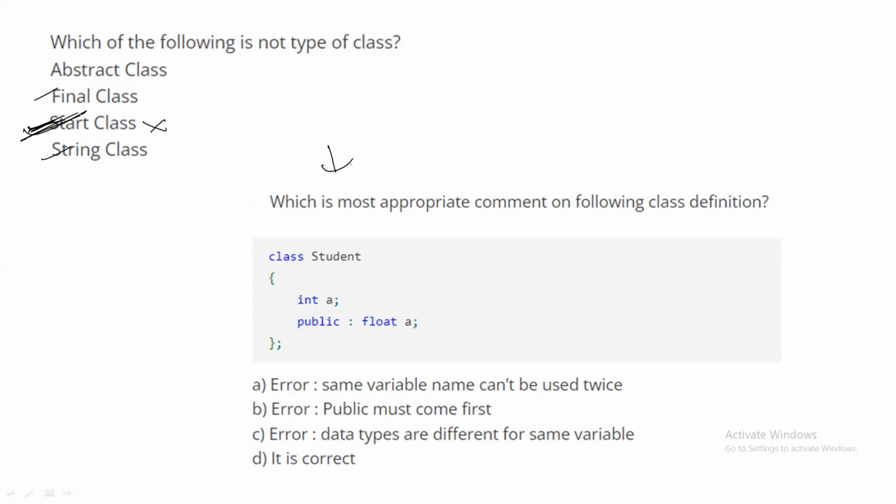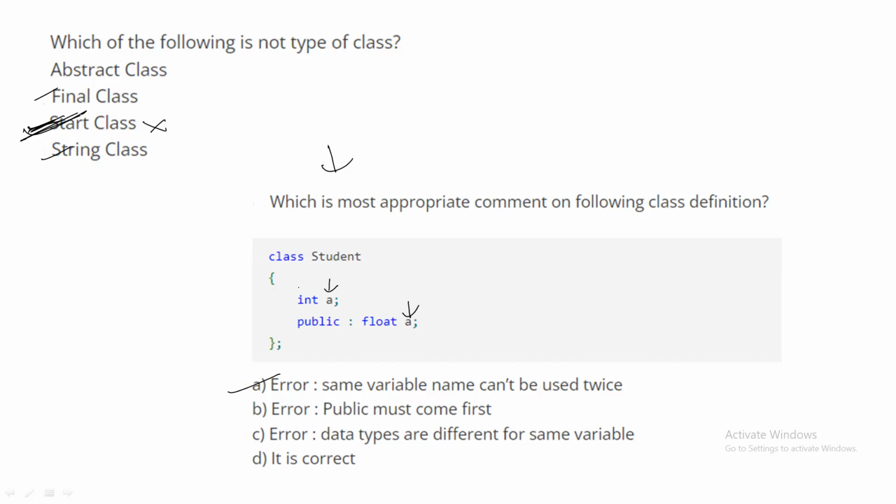The next question is which, just a minute. Which is the most appropriate comment on the following class definition? Class student, int a, public float a. Okay, so there will be an error. First of all, pause the video and try to guess the error. I'm telling you that the error will be that the same variable name cannot be used twice. Why? Because here we are using the same variable name, right? And it is inappropriate. It is not correct, right?